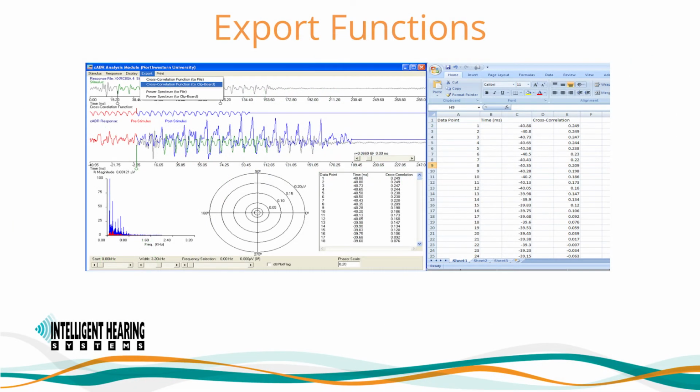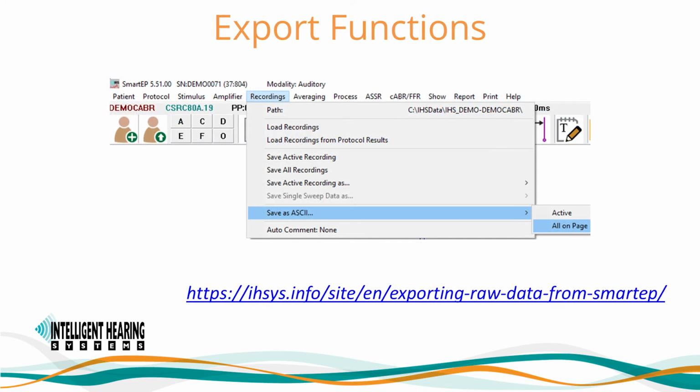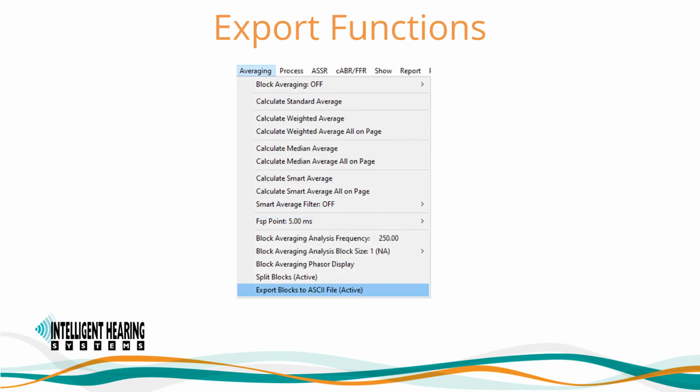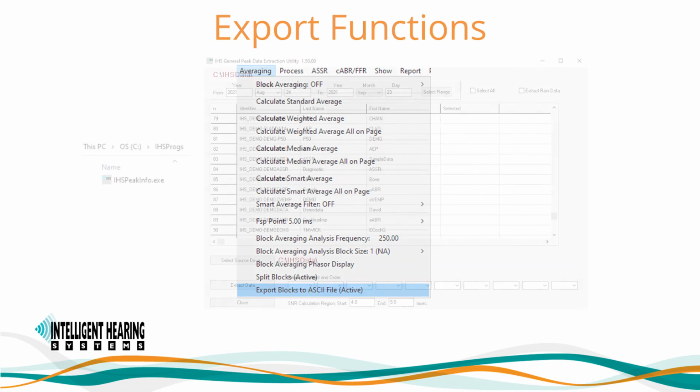IHS offers several export functions. From the cABR FFR analysis module, you can export the cross-correlation function and the power spectrum to a file or to the clipboard for easy pasting into Excel and other programs. You can also save recordings to ASCII. You can refer to the Smart Note at the following link for more information. If block averaging is active, you can export blocks to ASCII. For more information, refer to the User's Manual.